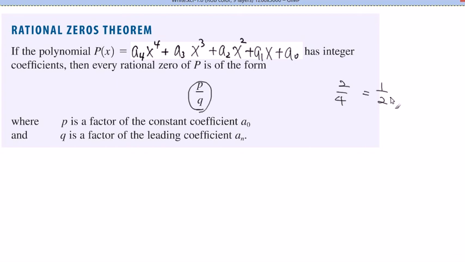So if that's so, then if there are rational zeros there, it looks like that, and p came from a factor of a0. That's what it says, right? This is an integer. P came from a factor of a0, and q came from a factor of the leading coefficient. And if there's ever a rational 0, it must be in that list. So this gives you candidates to check if it is actually 0 or not.